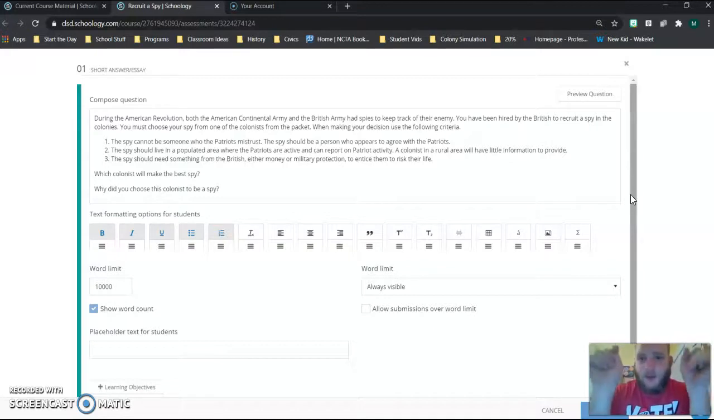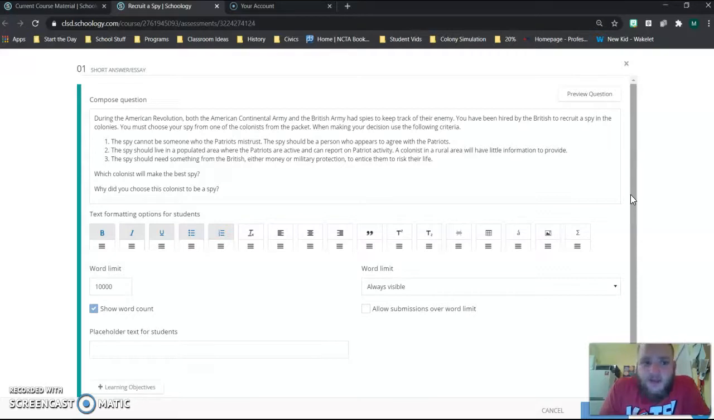So you are looking for someone who is going to spy on the American armies there. So here's some things you may want to keep in mind. Number 1, the spy cannot be someone that the Patriots mistrust. There needs to be a level of trust there, so the Patriots might give some information out. So the spy should be someone who appears to agree with the Patriots. Number 2, the spy should live in a populated area where the Patriots are active and can report on Patriot activity. So if they live somewhere where there's a lot more people, there's probably a better chance that there's going to be more information, more activity to spy on. Someone in a rural area, like farmland and stuff, there's not going to be as much info to find out.